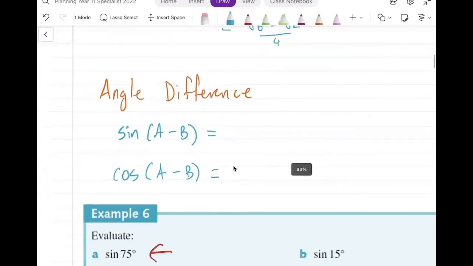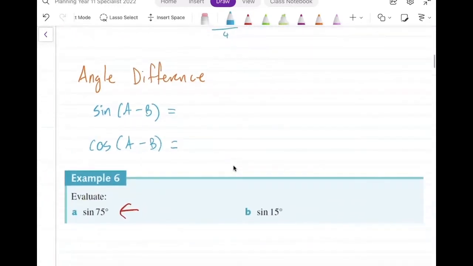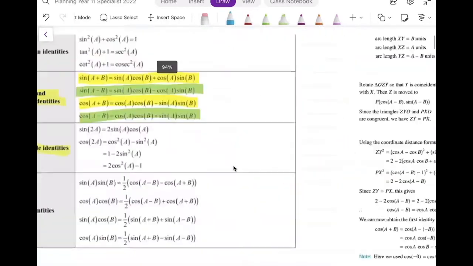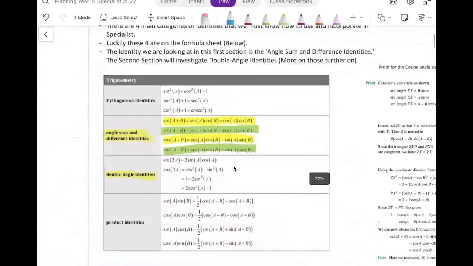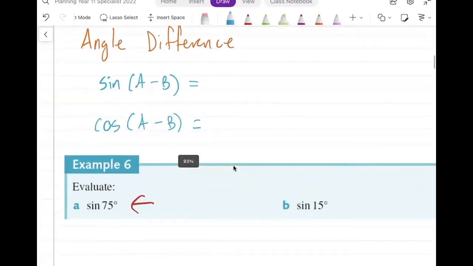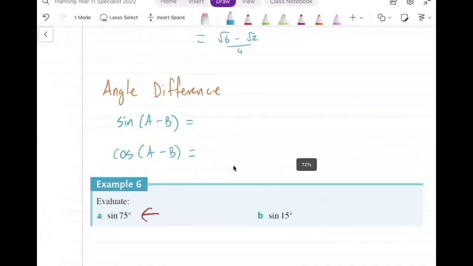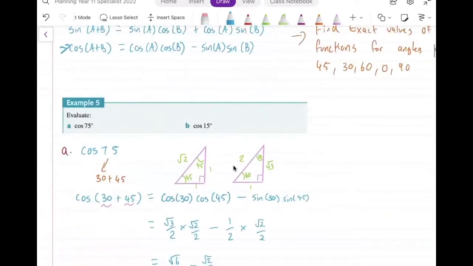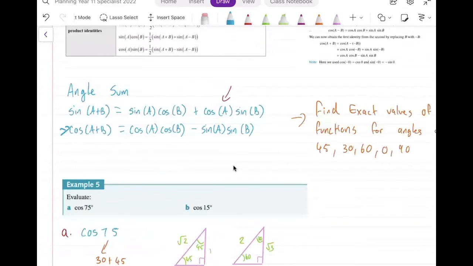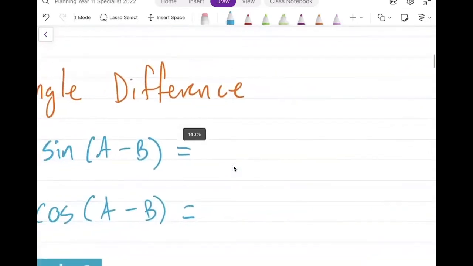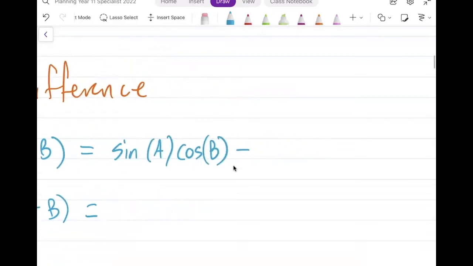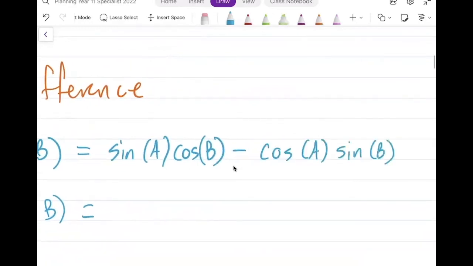If we now have a look at our angle difference identities, and I've separated those out, but again, they're all in that one bubble as part of the formula sheet, angle sum and difference. If I look at my angle difference identities, it's the exact same idea as before, where I had sine A cos B plus cos A sine B. It's now just going to be sine A cos B minus cos A sine B.